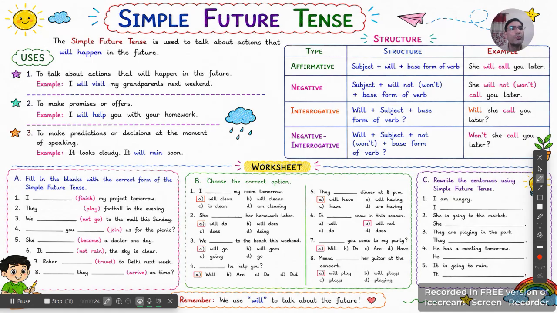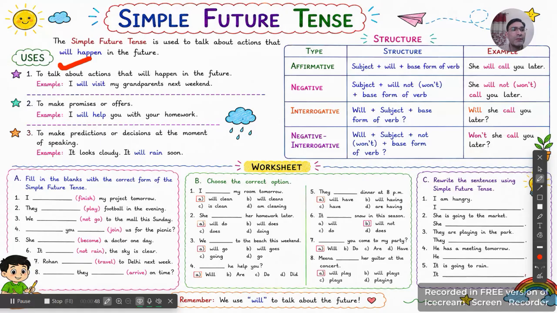So what is the use of the simple future tense? The first use is to talk about the actions that will happen in the future. For example, I will visit my grandparents next weekend. The second use is to make promises or offers, like I will help you with your homework.